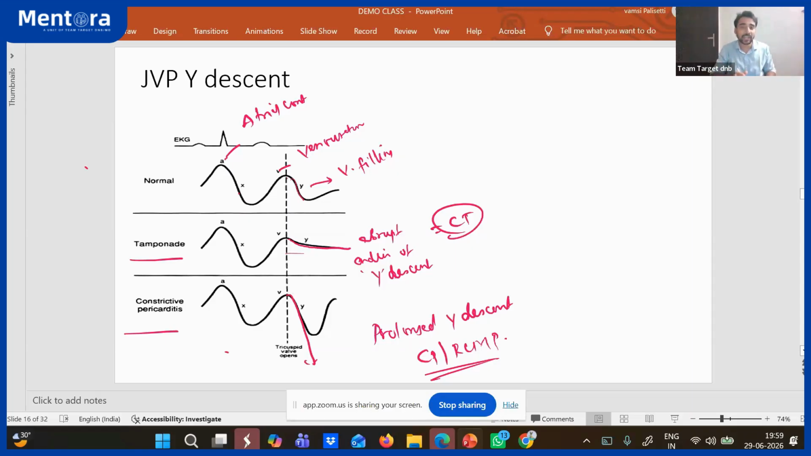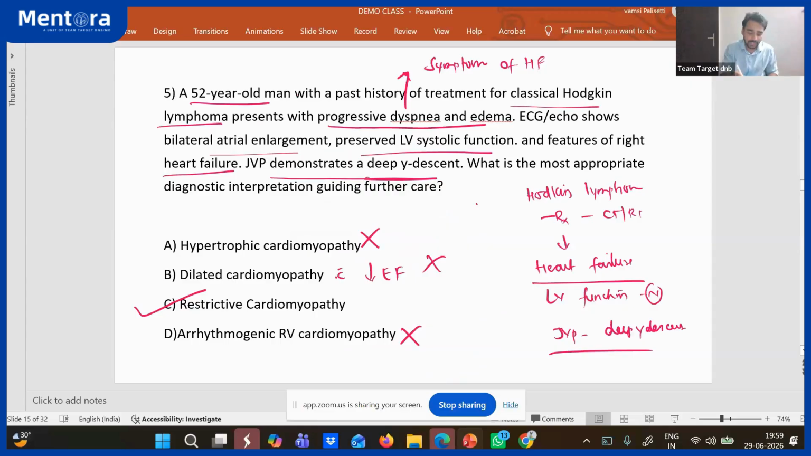But in the case of constrictive pericarditis, it is slowly coming. So atrial pressure slowly dropping down. It will take a deep Y descent. This is called deep Y descent or prolonged Y descent. That is in constrictive pericarditis or restrictive cardiomyopathy. That's what they asked here. The patient has a deep Y descent. If they say the patient has an abrupt Y descent, then you can say it is a cardiac tamponade. Very important. Simple thing.